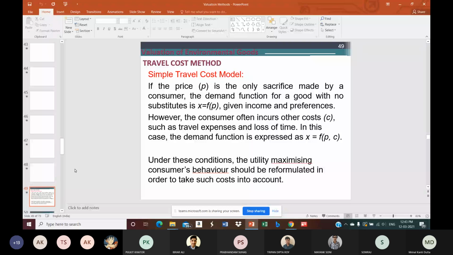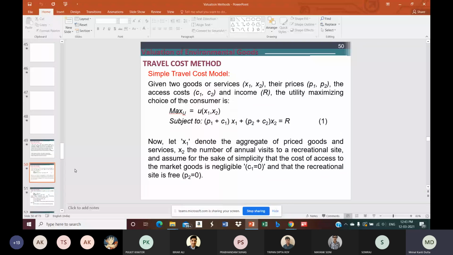It will be something like this. Maximization of utility. For example, we consider two goods or services, X1 and X2. The prices at which these can be obtained are P1 and P2. Additionally, apart from these prices, some other excess costs are there, C1 and C2. Income obviously has to be taken into account. So the utility maximizing choice of the consumer will be given as maximization of utility, where utility is a function of two commodities. But at the same time, there are certain constraints. It's a constrained optimization problem.